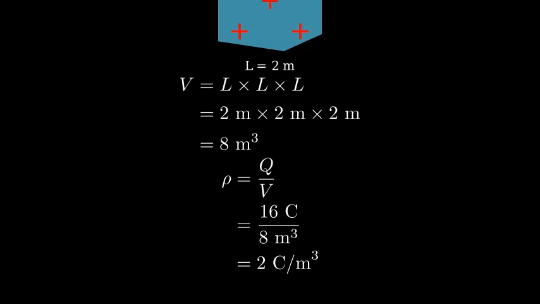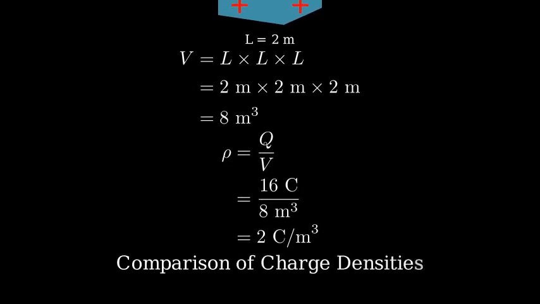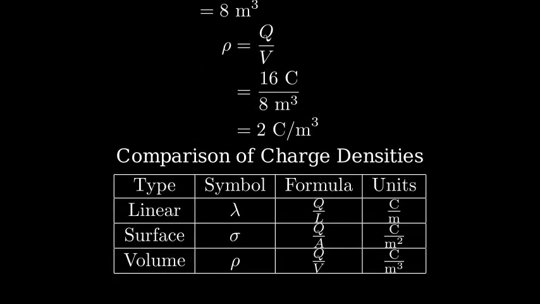Let's compare these three types of charge densities side by side. As we move from linear to surface to volume charge density, we're essentially adding dimensions to our analysis. Linear charge density, lambda, is for one-dimensional objects like wires. Surface charge density, sigma, is for two-dimensional objects like planes. Volume charge density, rho, is for three-dimensional objects like cubes or spheres.